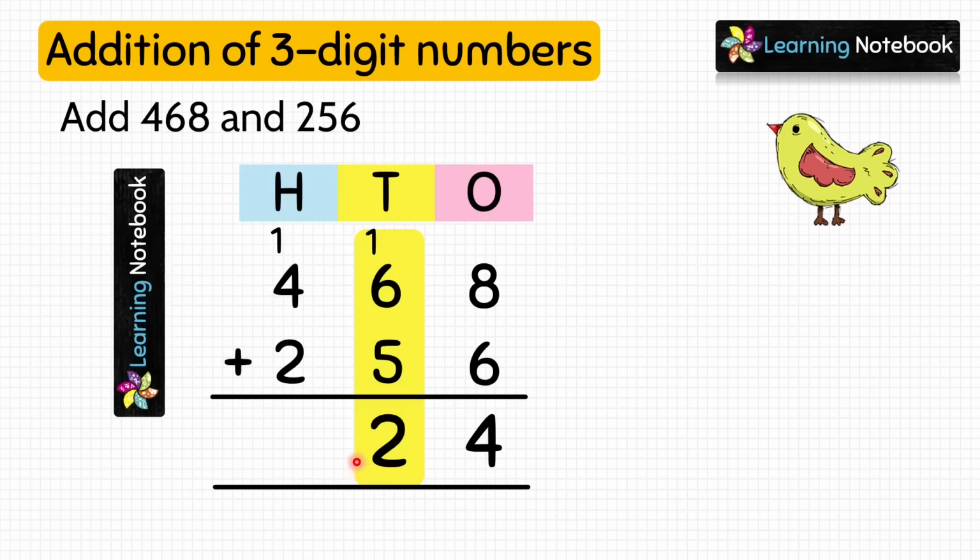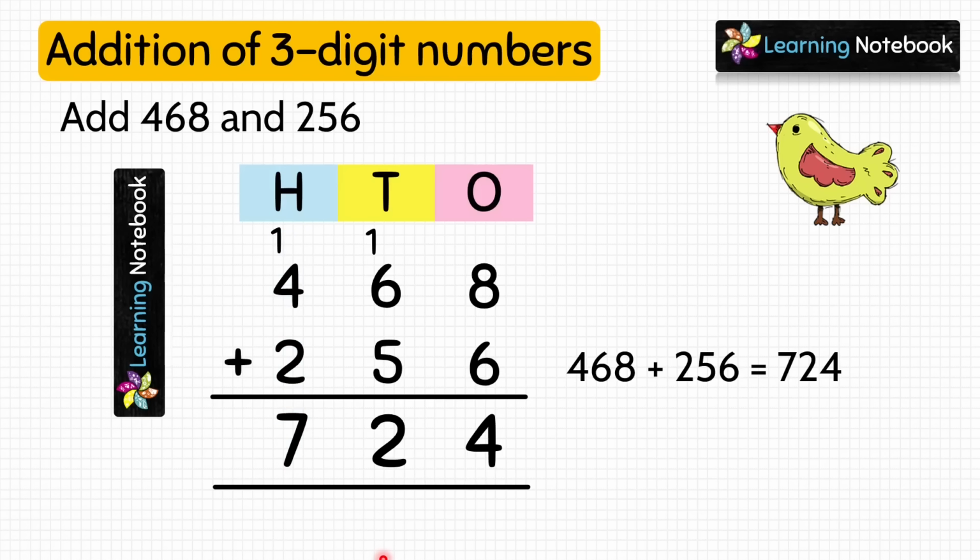Now we will add the digits at hundreds place. Again we will add this 1 here. So 1 carry plus 4 equal to 5 and 5 plus 2 equal to 7. So answer is 724. So students, this is how we do addition of three-digit numbers with carrying.